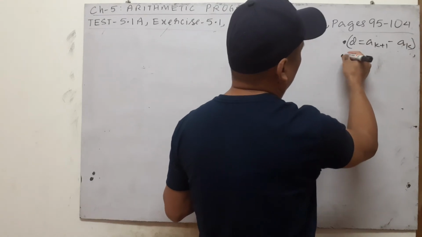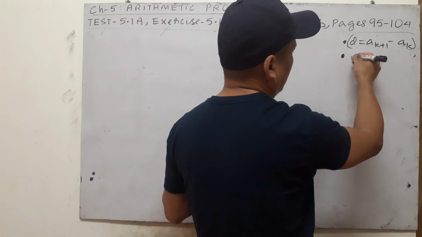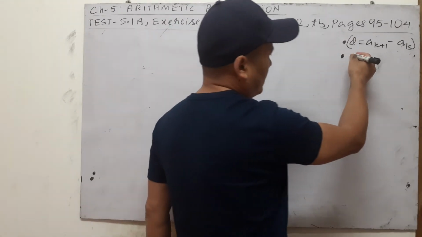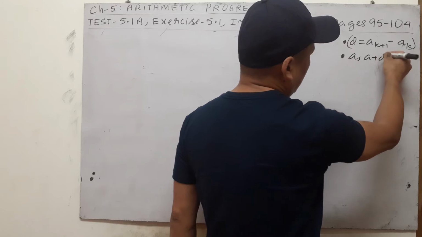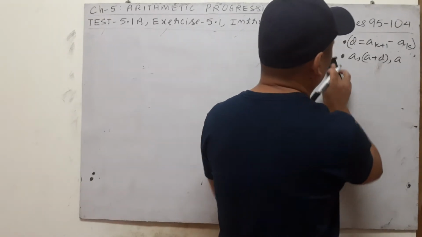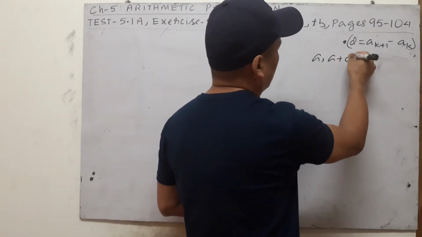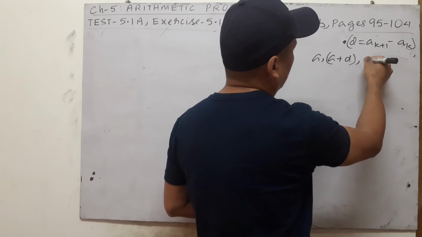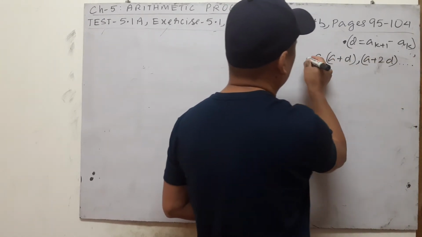And the second formula is, if you know a and d, then writing the AP is very simple. Just write the first term, then a plus d second term, a plus 2d, etc. is the second formula.